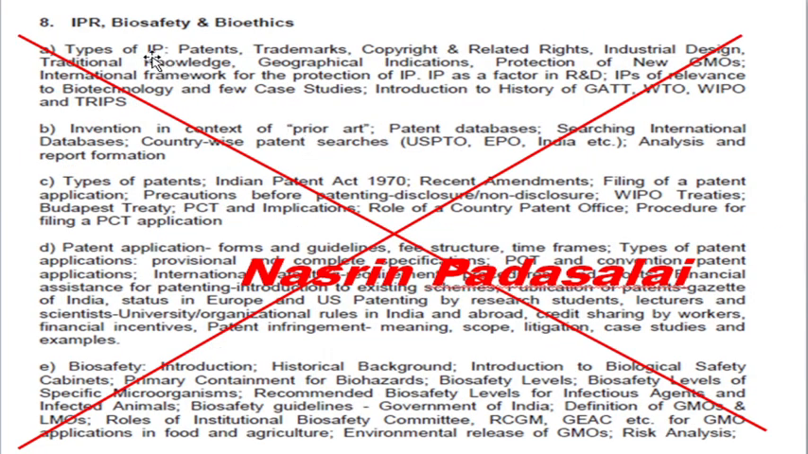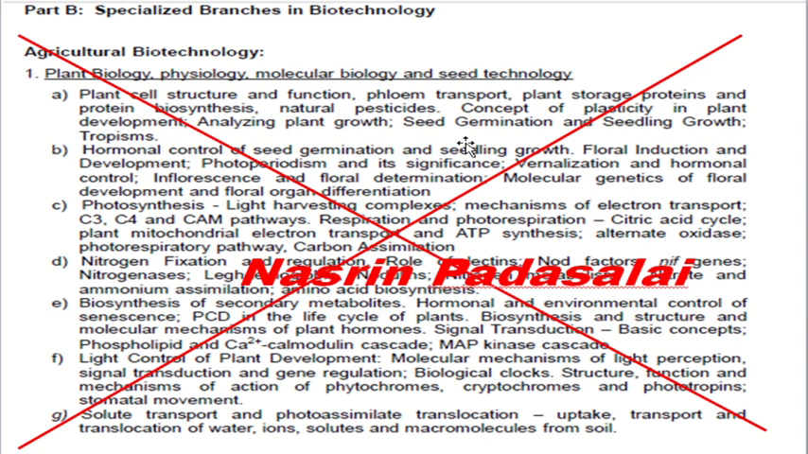Next, you should leave this IPR, biosafety and bioethics. Even though a question has been asked, there are only one or two that we can easily leave as a choice. Next, this also you can leave. Next, specialized branches in biology, biotechnology, agriculture biotechnology.